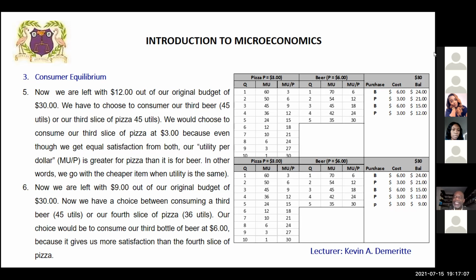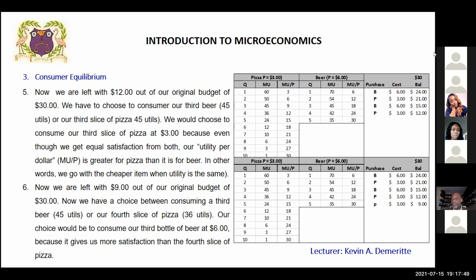And that's the rationale here. And that's why we say our consumers are rational. All right. You as a rational consumer, you're looking to maximize your enjoyment for every dollar that you're going to spend. All right. So we would choose to consume our third slice of pizza at $3 because even though we get equal satisfaction from both, we go with a cheaper item when the utility is the same. All right. Okay. So we decided we're going to go with the pizza because the pizza is cheaper.